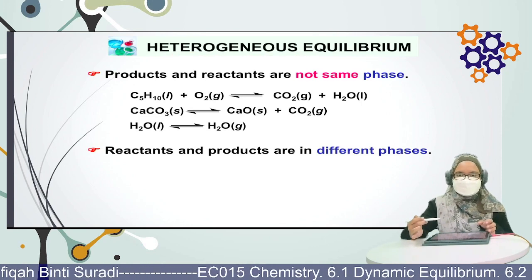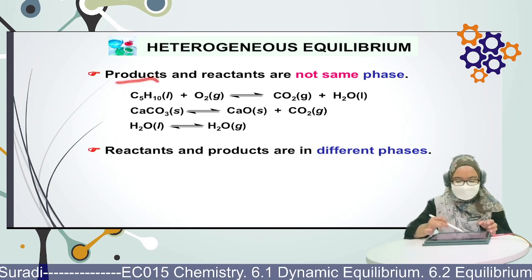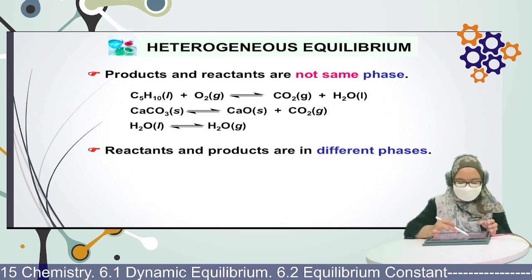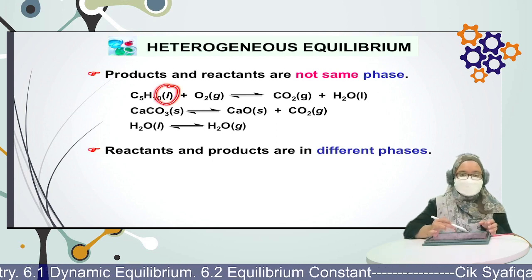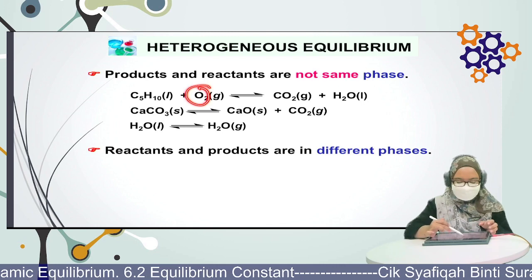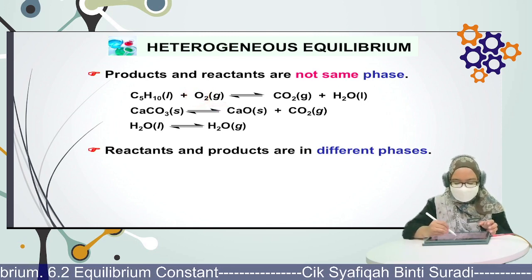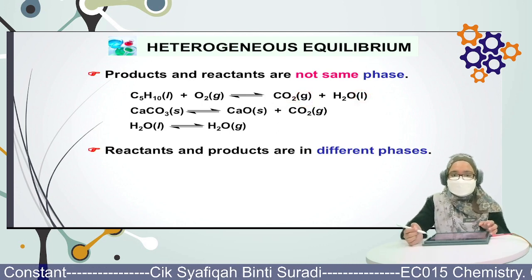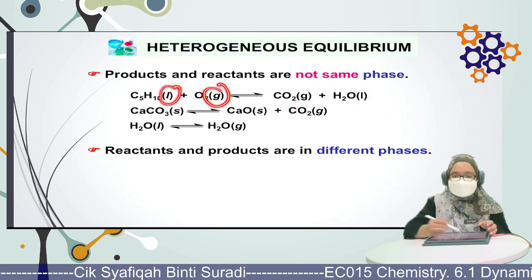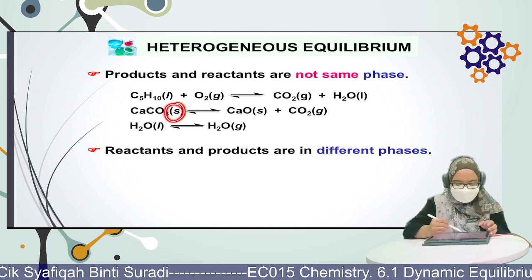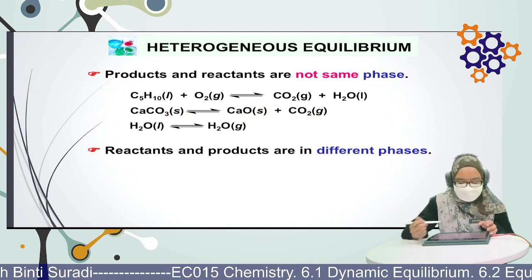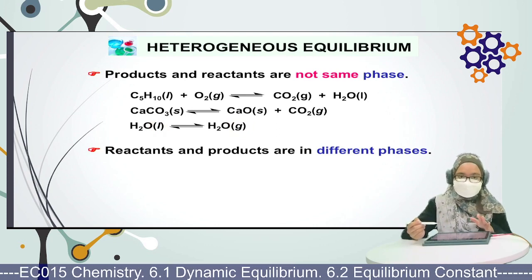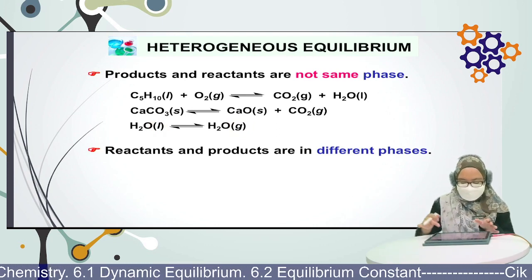Heterogeneous equilibrium is when the products and reactants are not in the same phase. For example, we have C5H10 in liquid phase, and it reacts with oxygen in gas phase. It forms carbon dioxide in gas phase and water liquid. So here the phases are not the same; some are liquid, some are gas. Here there is a solid, and suddenly there is a gas. And then this is liquid, this is gas. So the phases are not the same in the reaction. Okay, alright.